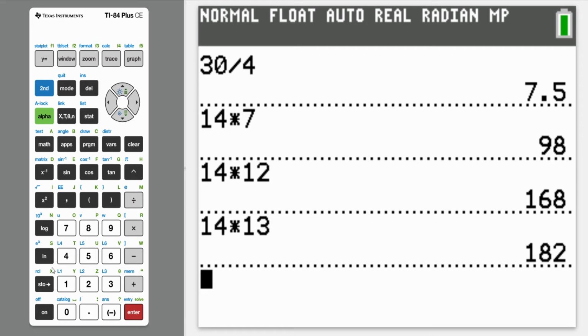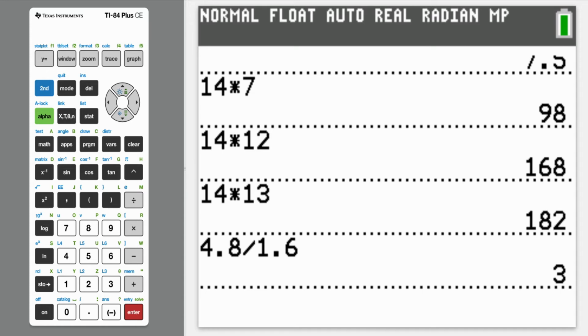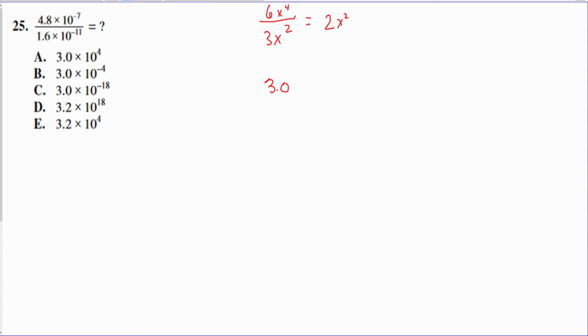And so that's going to be 4.8 divided by 1.6, okay? So that's 3, right? So I know my answer is 3.0, okay? Okay, and then for my exponents, I'm going to subtract the exponents. Be careful with this. See, 3.0, and then negative 7 is my first exponent. Okay, and from that, I'm going to subtract negative 11.